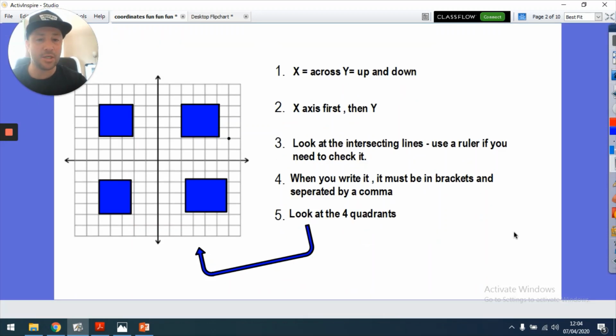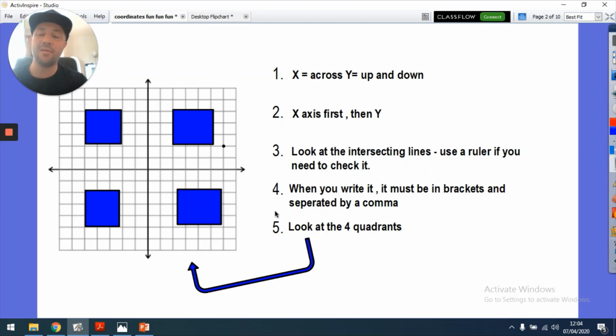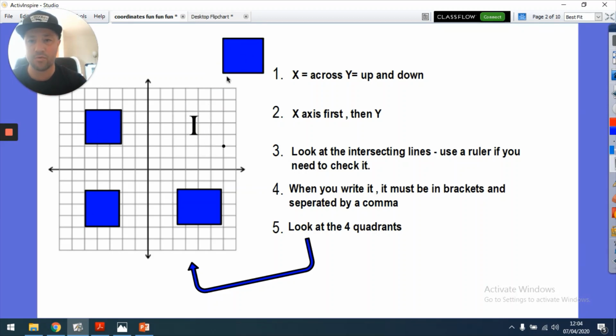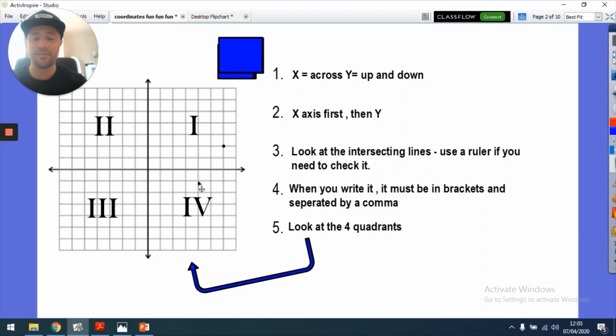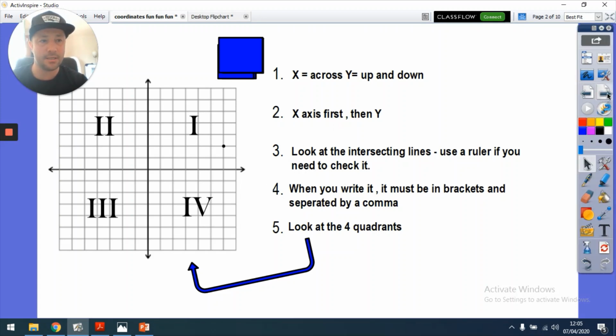And then just looking at the 4 quadrants. Now you don't really need to know the name, but you might be asked that. So it goes anti-clockwise. We go quadrant 1, quadrant 2, quadrant 3, and quadrant 4. I've done it in Roman numerals. They're cross-curricular. Hope you like it. So if you need to come back to this and double check at any point, please do so.